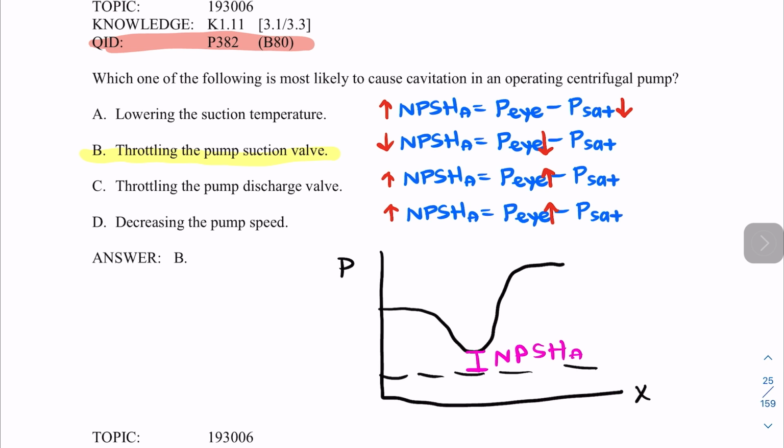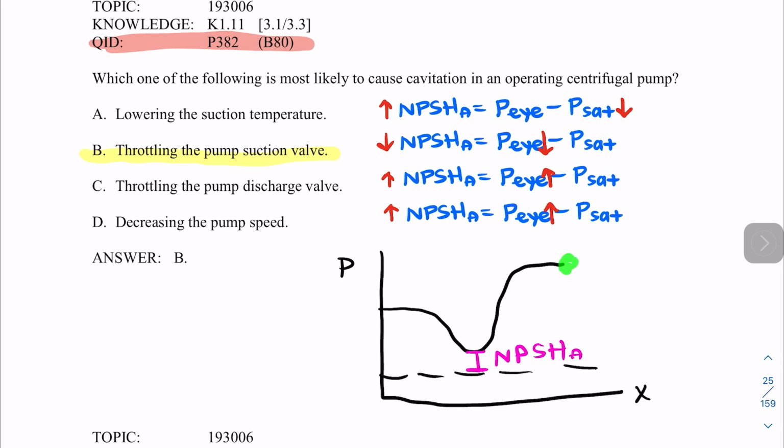So what happens when I throttle the pump suction valve? So if I throttle the valve, what's going to happen? I'm actually decreasing the pressure in here at the eye of the impeller. So if I decrease the pressure, what's happening? I'm decreasing my net positive suction head available, right? And if I'm getting closer to here, that means that I'm closer to cavitation, and I'm trying to avoid that. So the next one, it says throttling the pump discharge valve.